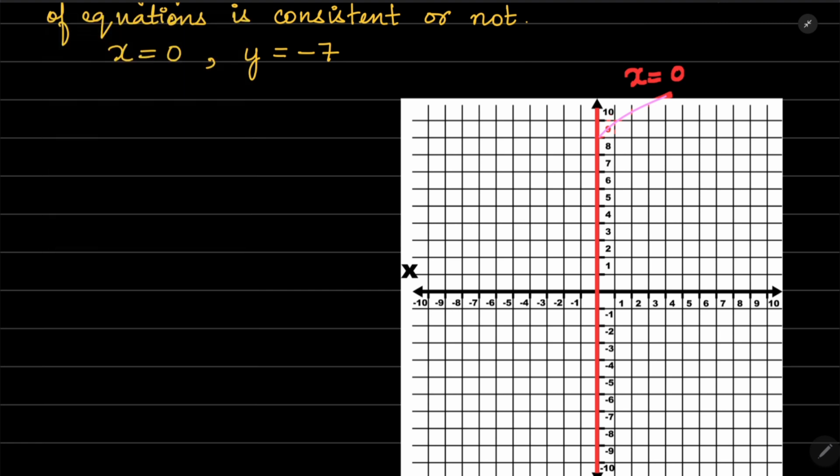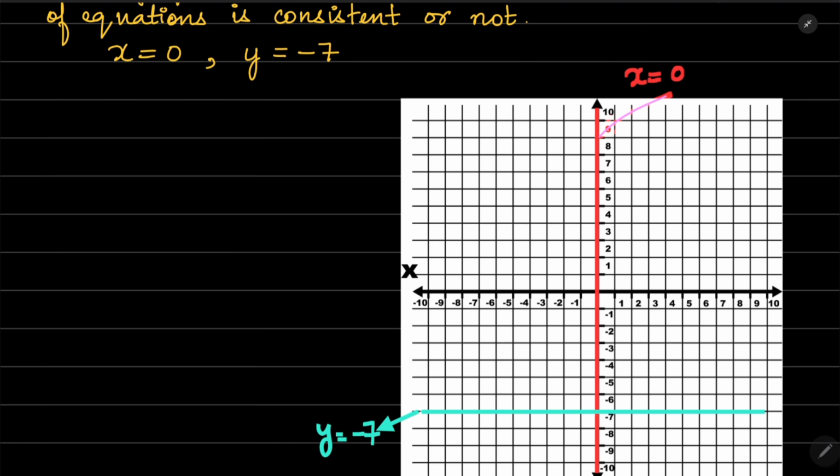Let me change the color. Y equal to minus 7 is a line which will pass through minus 7 on the y-axis, right here, and it will be parallel to your x-axis. So y equal to minus 7 will be passing through minus 7 on the y-axis, and it will be parallel to your x-axis. So this is the line. Again, you have to write it: y equal to minus 7. Always write what the lines are representing.